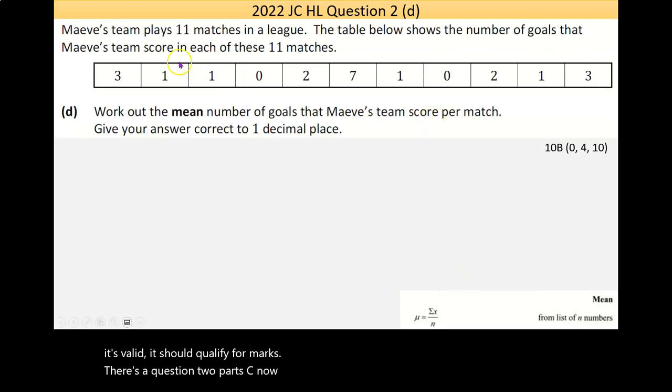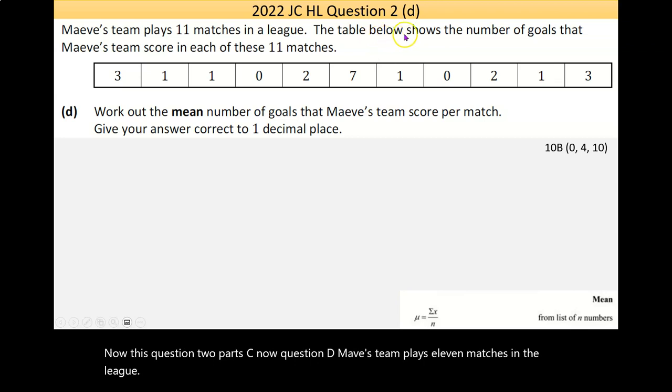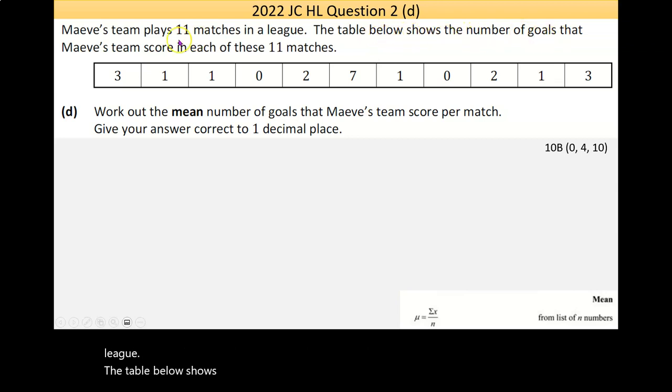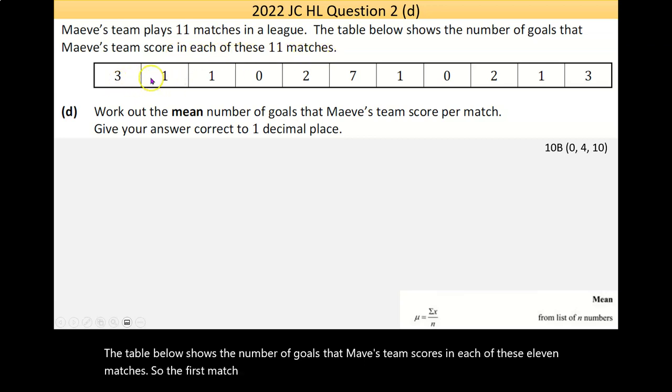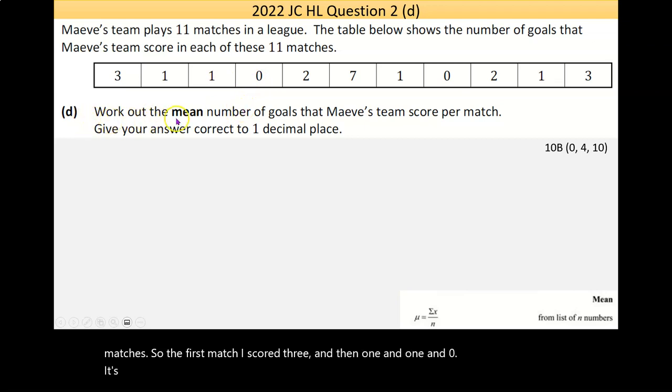Now question D. Maeve's team plays 11 matches in a league. The table below shows the number of goals that Maeve's team scores in each of these 11 matches. So in the first match, they scored 3, and then 1, and 1, and 0. Now, part D says, work out the mean number of goals that Maeve's team score per match. Give your answer correct to one decimal place.